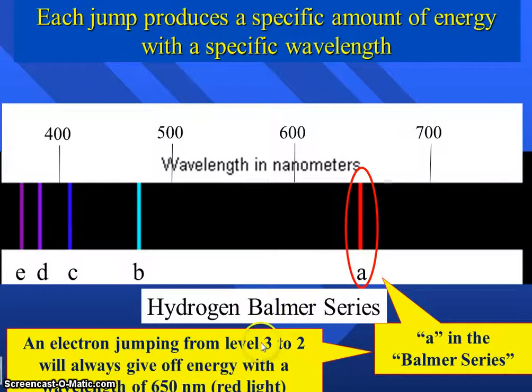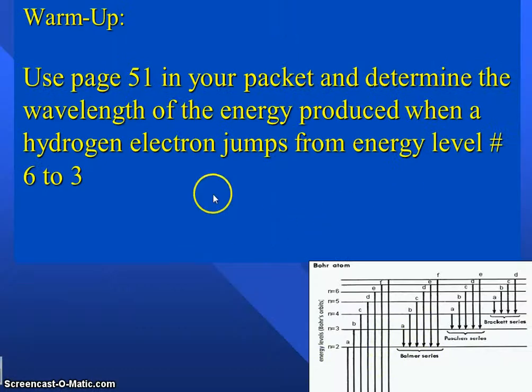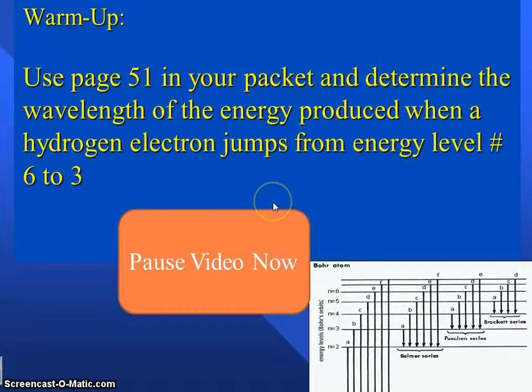So every time an electron jumps from level 3 to level 2, it gives off energy. The energy always has a wavelength of 650 nanometers, which is going to be red light. So hydrogen is capable of giving off this red color. It's also capable of giving off a different jump that would give off this blue-green, and these blues and these violets. So you can use your chart to answer questions like this.